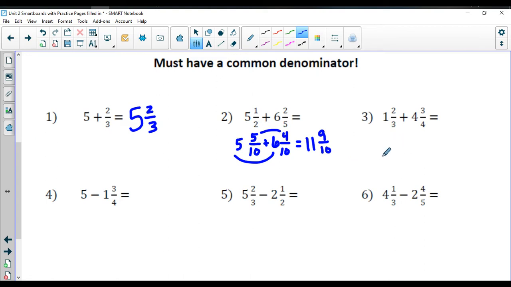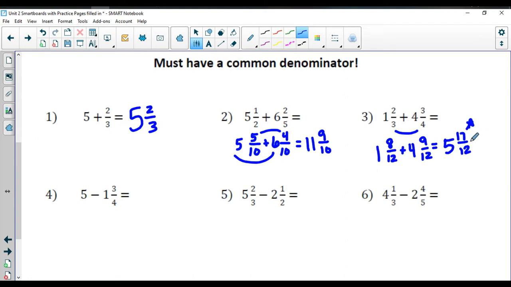The next example, we have 1 and 2/3 plus 4 and 3/4. We need to create a common denominator here, which is going to be 12. And 3 times 4 is 12, so 2 times 4 would be 8. 4 times 3 is 12, so 3 times 3 would be 9. And you can rewrite the whole problem. Put your whole numbers together. 8 plus 9 is 17/12, and you should have a little red flag going off here because that's not going to be a really good answer.